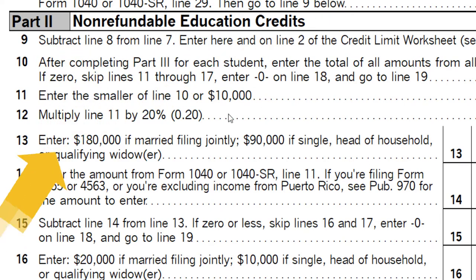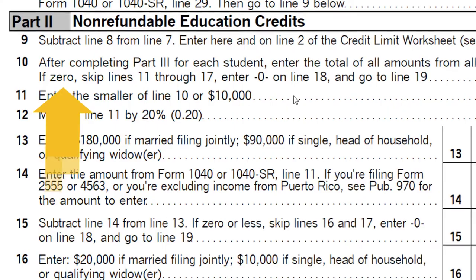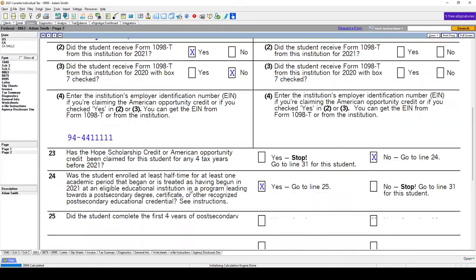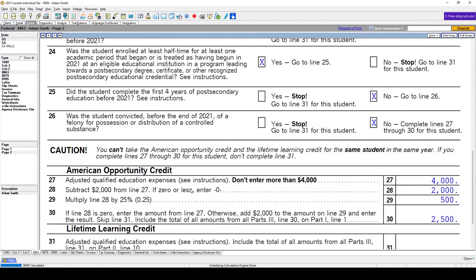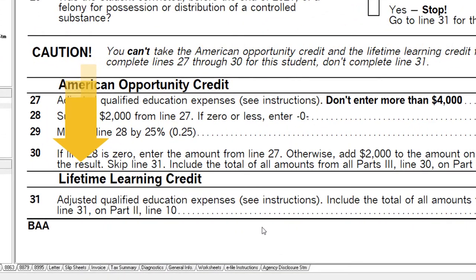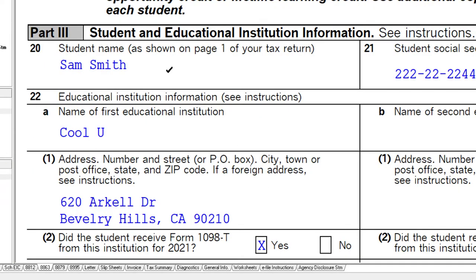And then line 10, after completing part 3 for each student, enter the total of all amounts from all part 3, line 31. So if I go over to part 3, we're looking at line 31, the Lifetime Learning Credits, which we haven't put anything in at this point. So let's add another one. I've got Sam Smith.